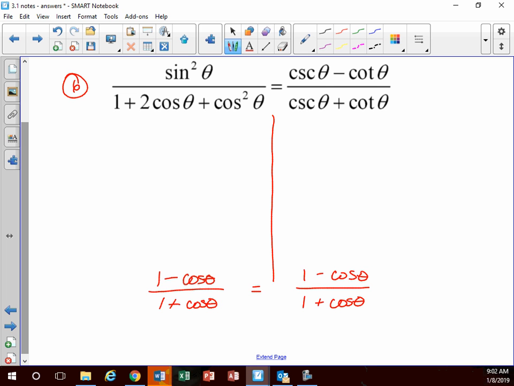You have to factor on the left side. You have to do common denominators on the right side. So there's a lot happening here. And all of that starts with some substitutions. So if you're not sure about the factoring or any of that, start with the substitutions. What could I turn sine squared into? What is cosecant? What is cotangent? Rewrite all of those, okay?